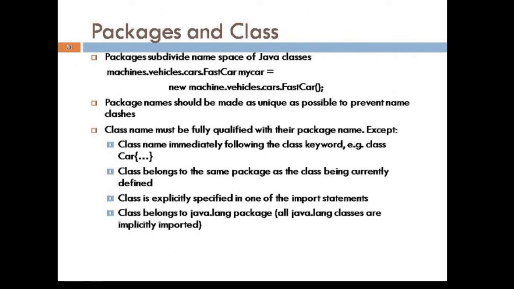Now, how are packages and classes related? Packages subdivide the namespace of Java classes. Machines.vehicles.cars.fastcar myCar. What is exactly this? This is the machines package. Inside it a sub package vehicles. Then there is a sub package cars, and then there is a class called fastCar that has an object myCar equal to new machines.vehicles.cars.fastCar, and we are providing a constructor and making an object myCar of the class fastCar.